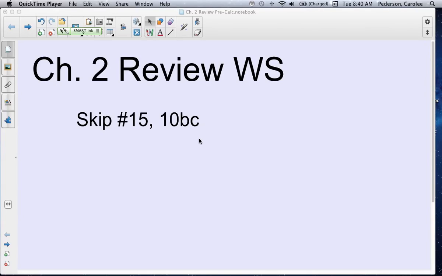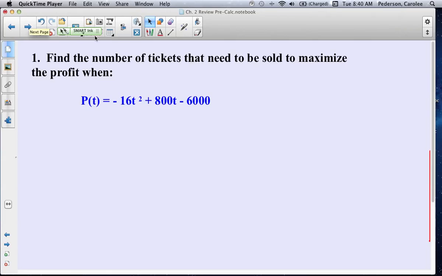This is the Chapter 2 review worksheet. We're going to start with number 1. Okay, number 1 says find the number of tickets that need to be sold to maximize the profit.